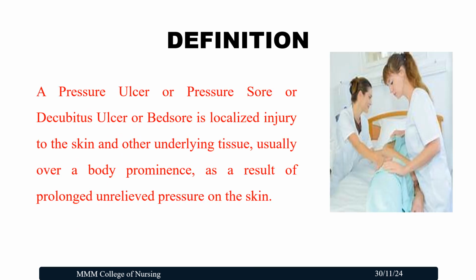What is a pressure ulcer? A pressure ulcer, or pressure sore, or decubitus ulcer, or bedsore, is a localized injury to the skin and other underlying tissues, usually over a bony prominence, as a result of prolonged and unrelieved pressure on the skin.